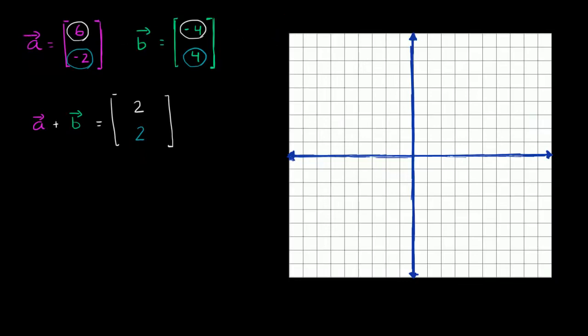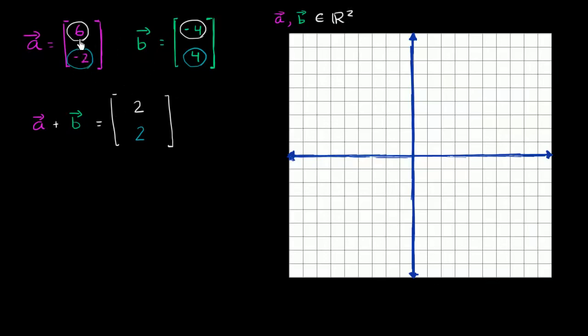So vector A and vector B are both members of R2. Which is just another way of saying that these are both two-tuples. They're both two-dimensional vectors right over here.